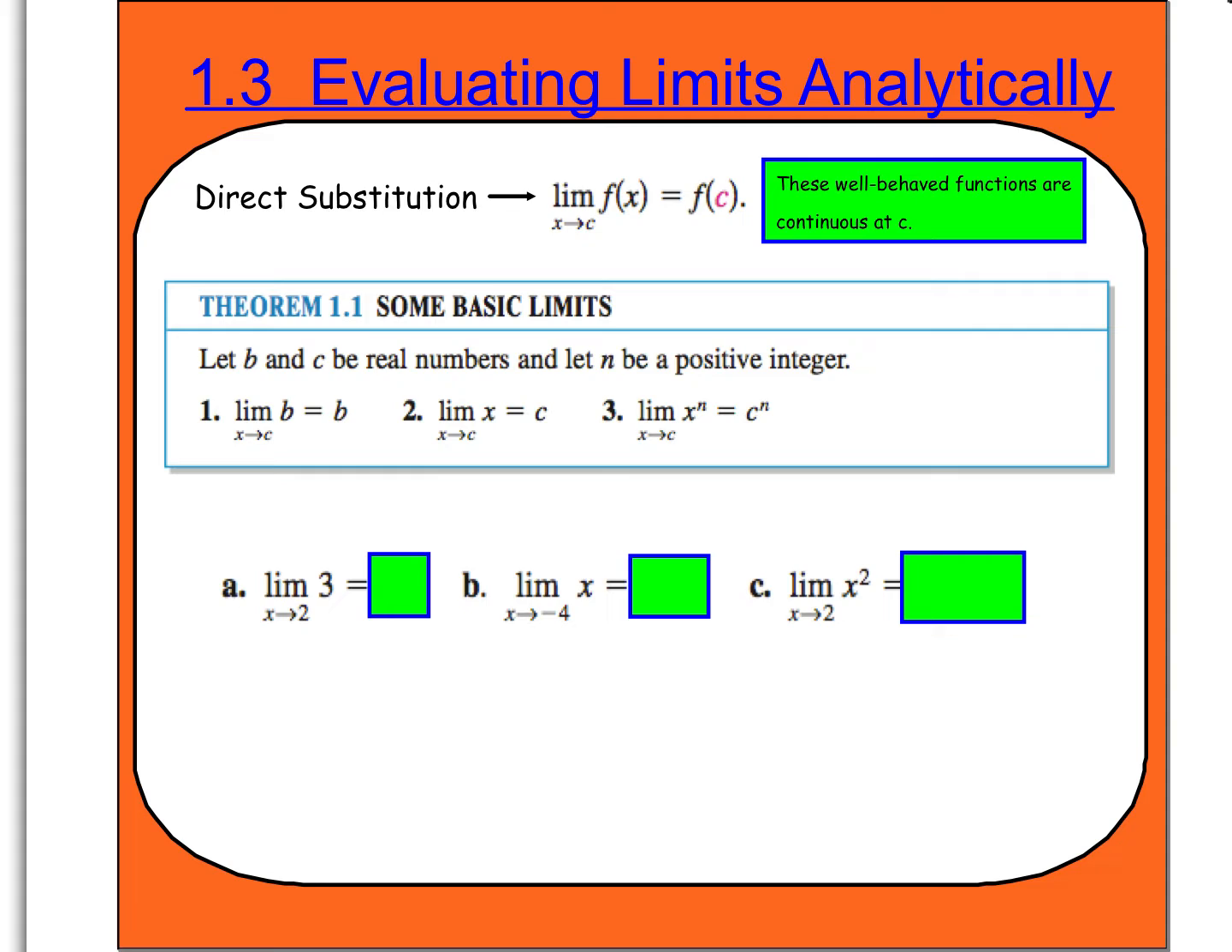So if it's the limit as x approaches c of b, a constant, it's going to be b all the time. If it's a variable, we substitute it in, so we get c. Again, if it's a variable raised to a power, who cares? We just substitute it in. So let's look at this first one.